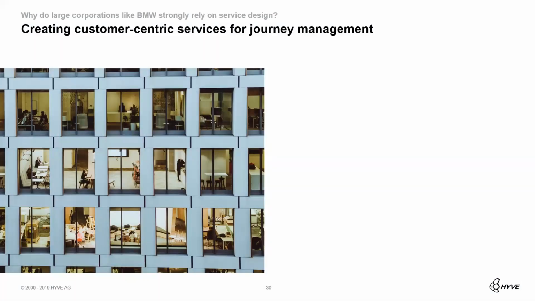What we did with BMW: our project was about creating customer-centric services for journey management. If you're driving a car, there are digital services around it and everything that is around navigation and traveling. That is what BMW calls journey management. We have been closely working with the team to design this service portfolio in a customer-centric way.